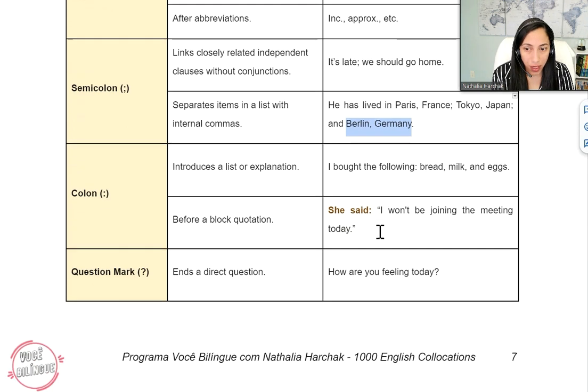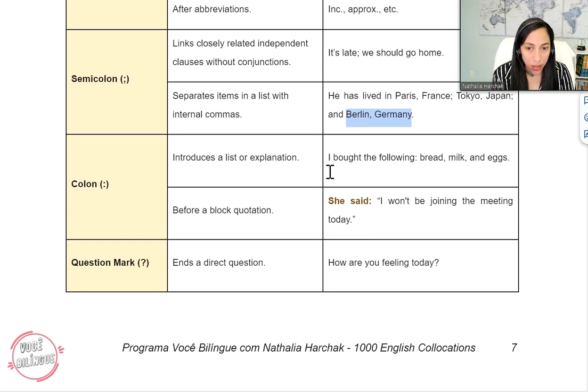Then we have colon. It introduces a list or explanation. I bought the following: bread, milk, and eggs. Look, I use the Oxford comma here because it's a list of three items. By the way, you normally use the Oxford comma when you have a list of three or more items. If I said, I bought the following: bread and milk, in this case I cannot use a comma before "and" because I only have two items. All right. It's also used before a block quotation.